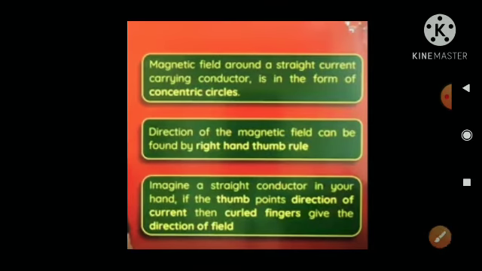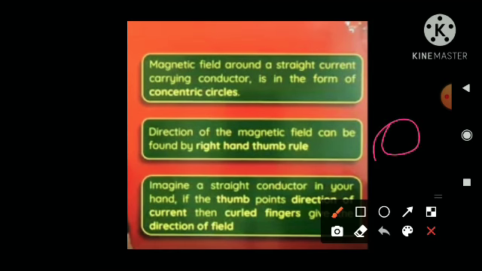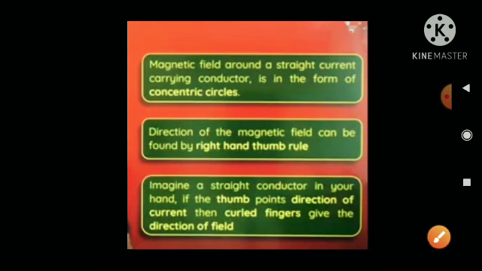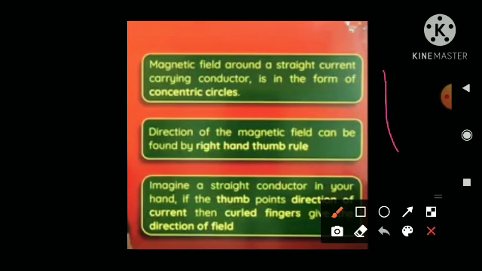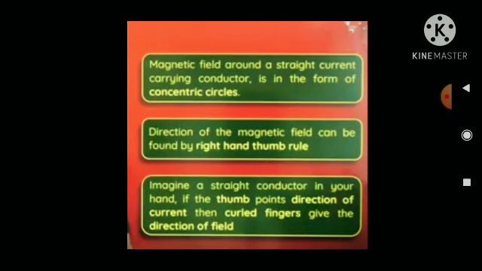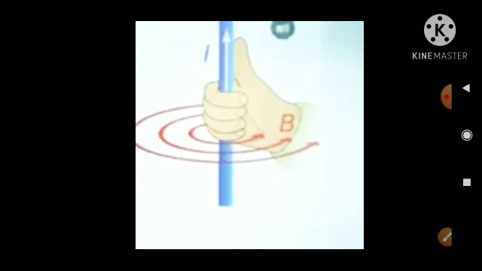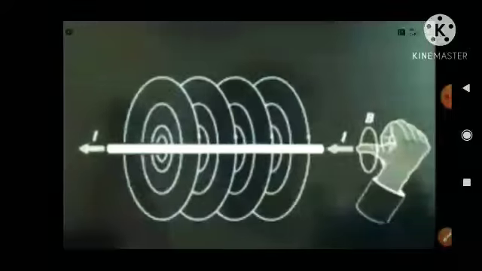So the three properties we have discussed. The magnetic field around a straight current carrying conductor is in the form of concentric circles. The direction of magnetic field can be found by the right hand thumb rule. Imagine a straight conductor in your hand. If the thumb points in the direction of current, then the curled fingers give the direction of the magnetic field. Means if the thumb is along the wire, the remaining four fingers of the right hand give the direction of that magnetic field. So this is also an example. I hope you understood it.